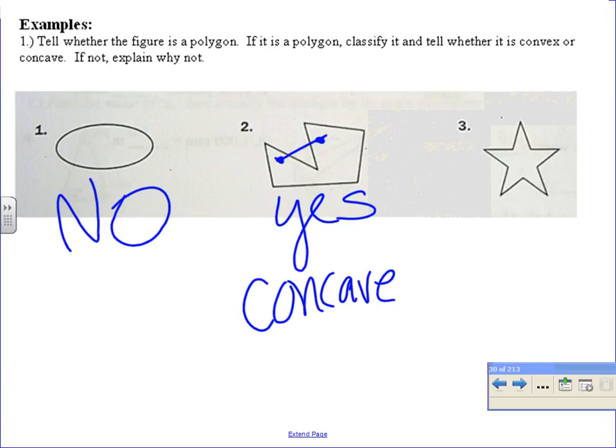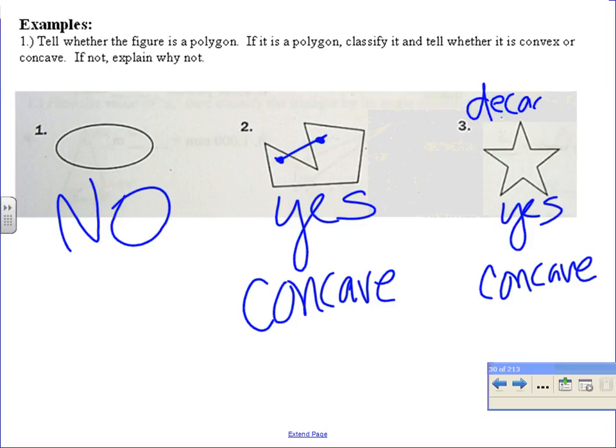Geo, number 3. Yes. Okay, yes, concave. Why is that one concave? Okay. What kind of polygon is this? How many sides does this star have? Peyton. Good. It's a decagon because it has 10 sides.